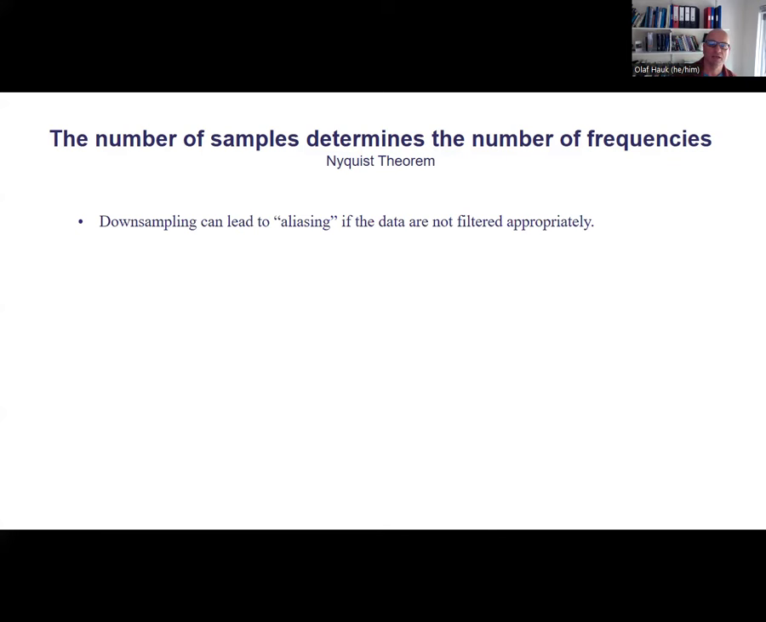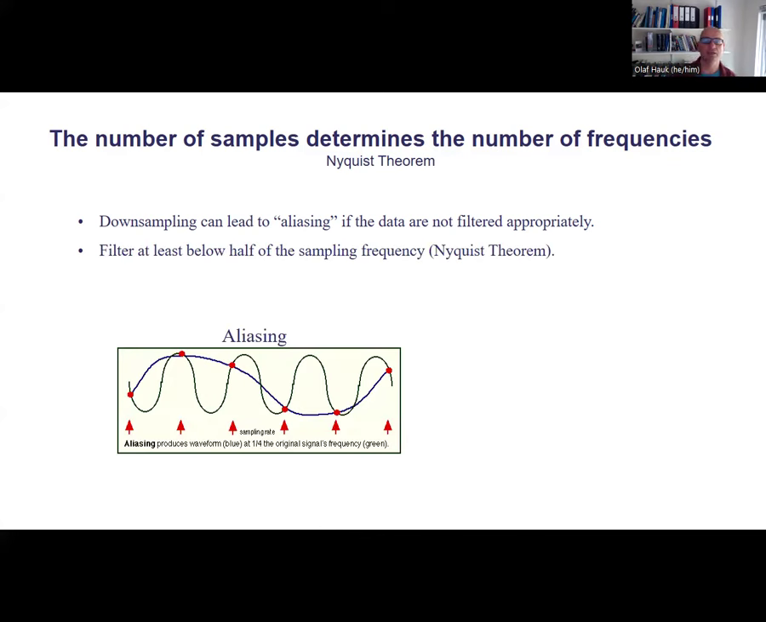That also means that downsampling can lead to aliasing if we are not properly filtering our data. If we leave too many frequencies in our data, then after downsampling we simply don't have enough information to estimate all these frequencies independently from each other, and this can lead to aliasing. We talked about that in a separate session, so I'm not going to explain it in much more detail again. The rule is that you should filter your data at least below half of the sampling frequency. So if we sample our data at 1000 hertz, we should at least filter at 500 hertz. A low pass filter of 500 hertz would be appropriate.